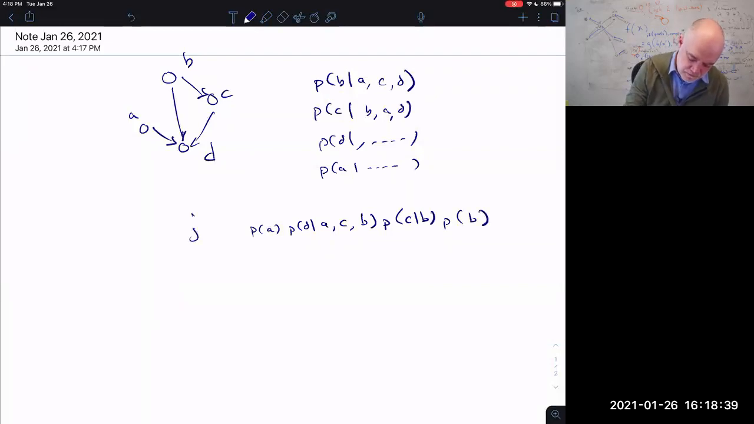Okay. Yeah, the joint of A, B, C, D is this, right? We're going to write down the joint distribution. We're going to use the joint distribution all over the place because every conditional distribution is proportional to this, right? So in other words, this is proportional to J.